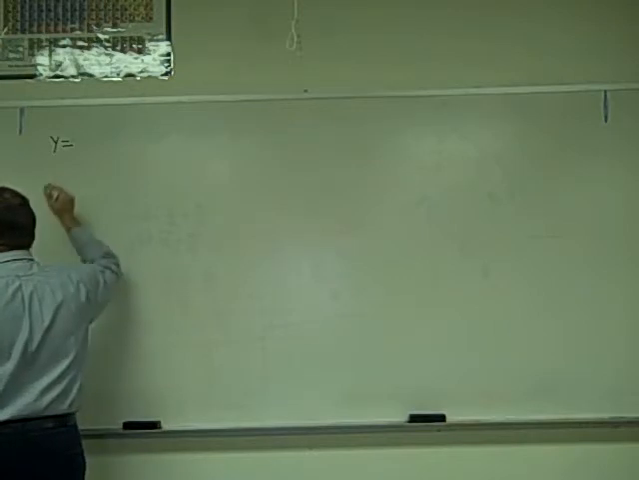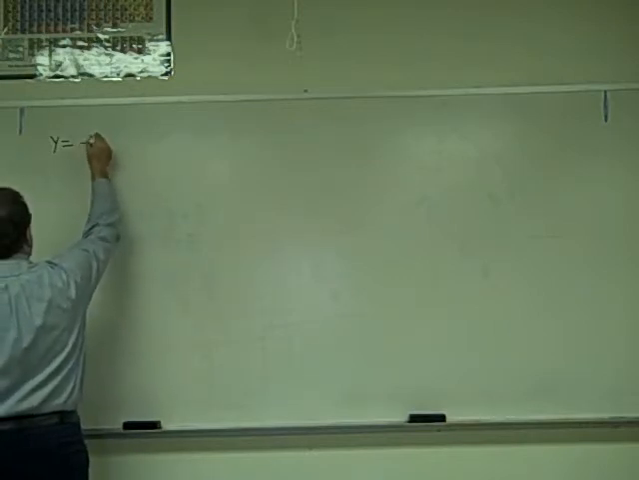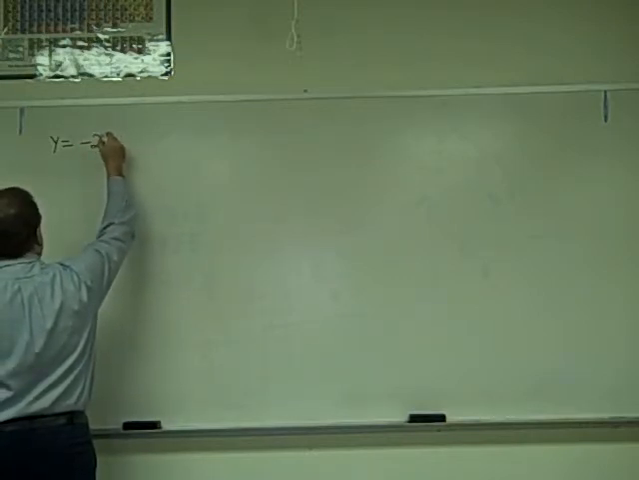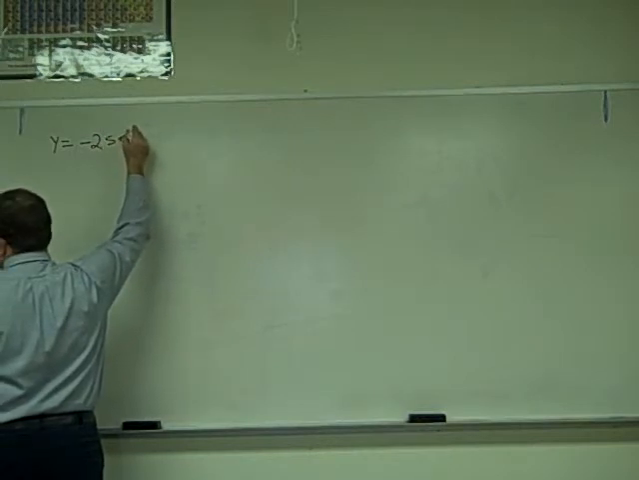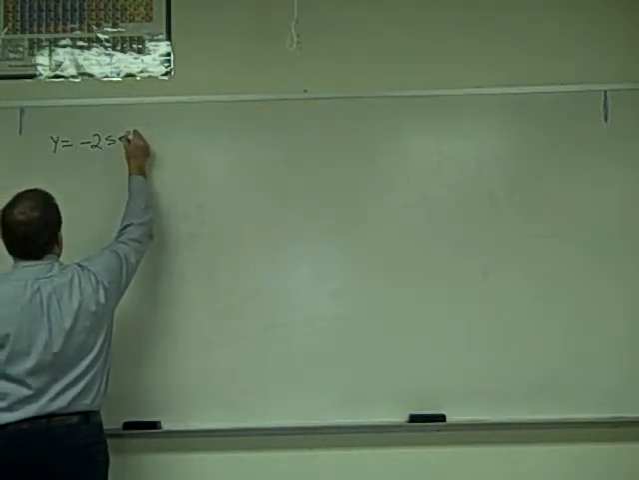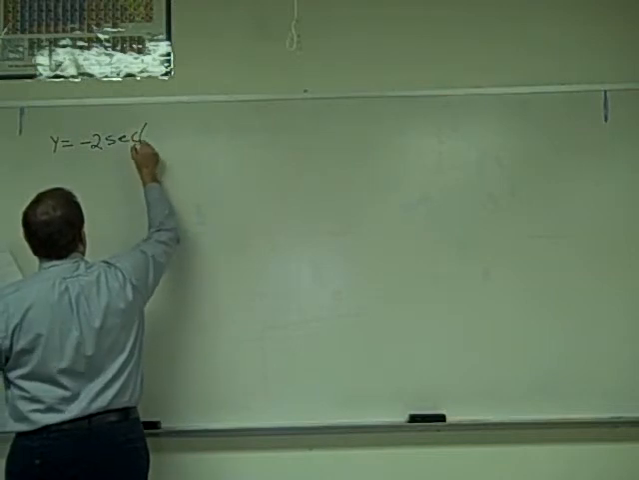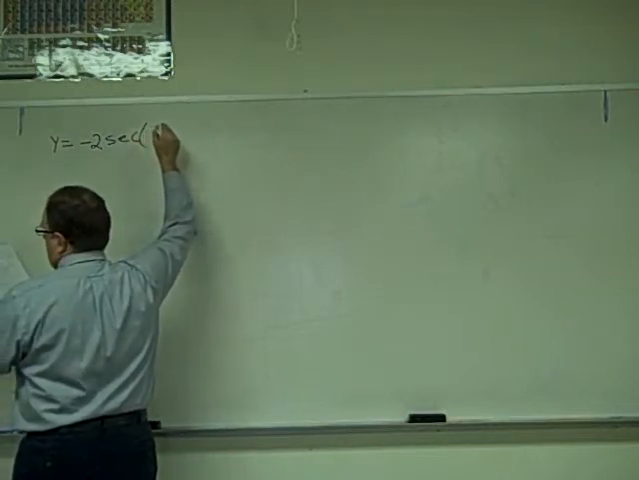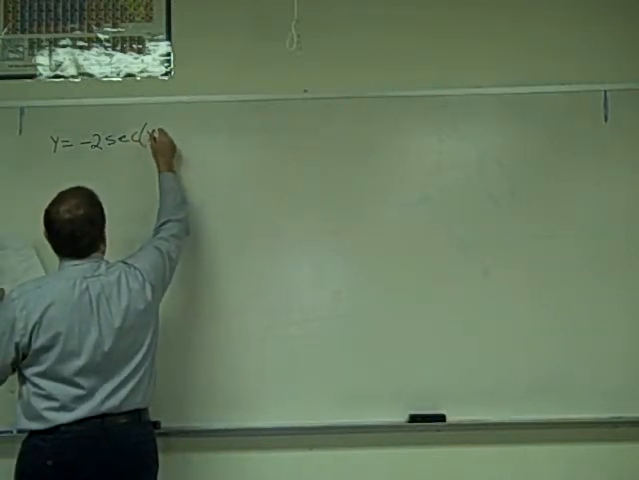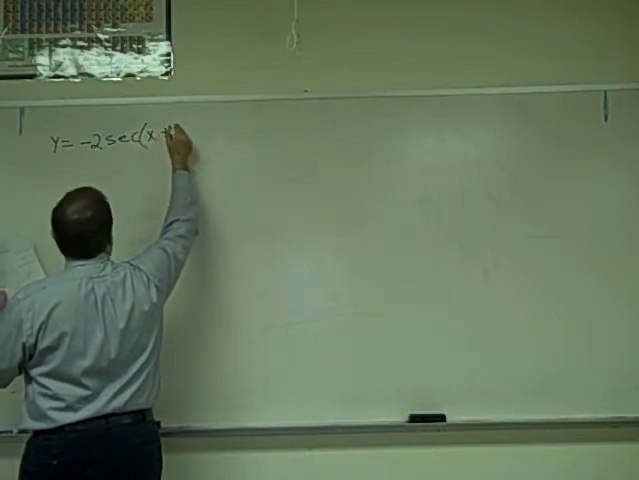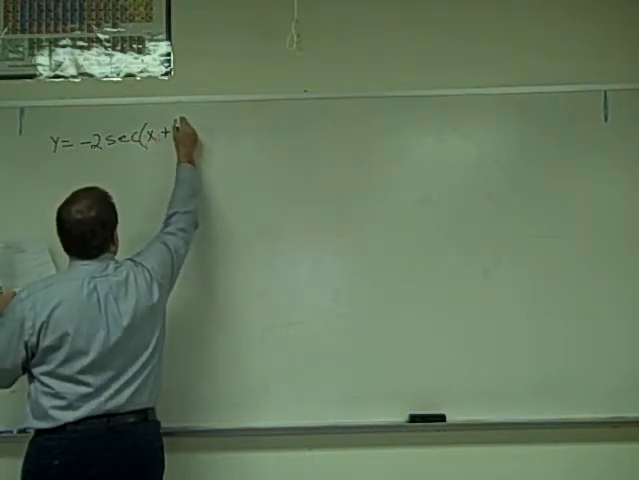Pi equals to, this looks similar to the one we did in class, but it's not the same, because we worked with cosecant in class. Y equals to negative 2 secant, and then parentheses x plus pi over 4.